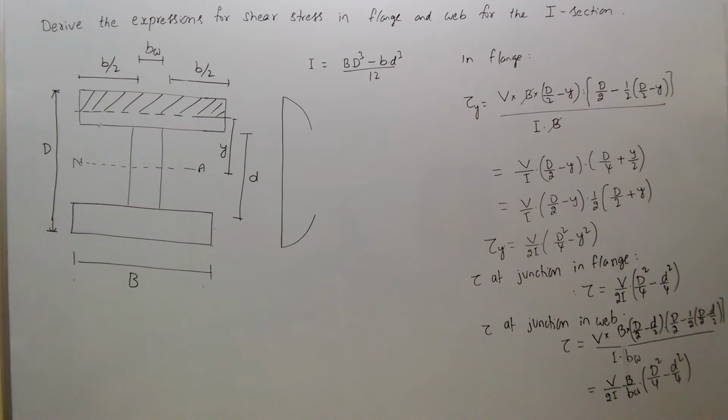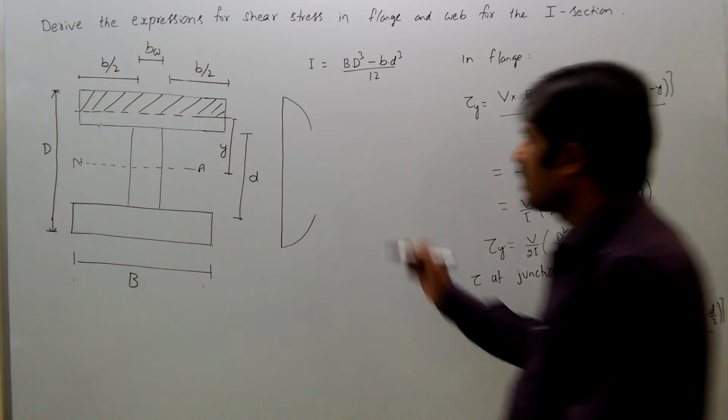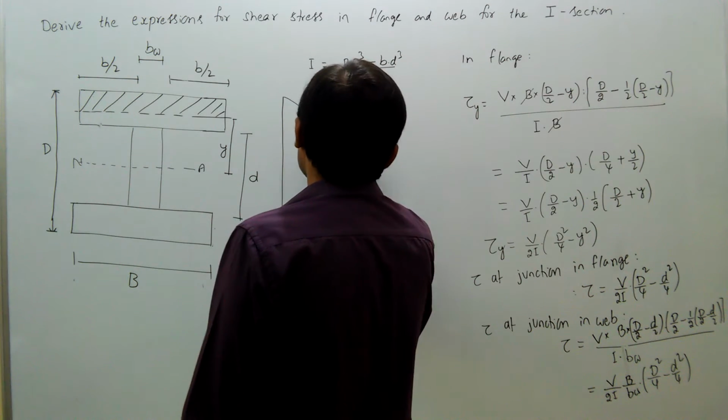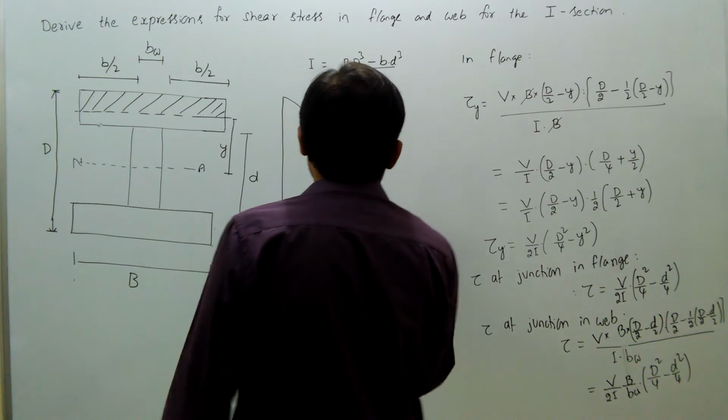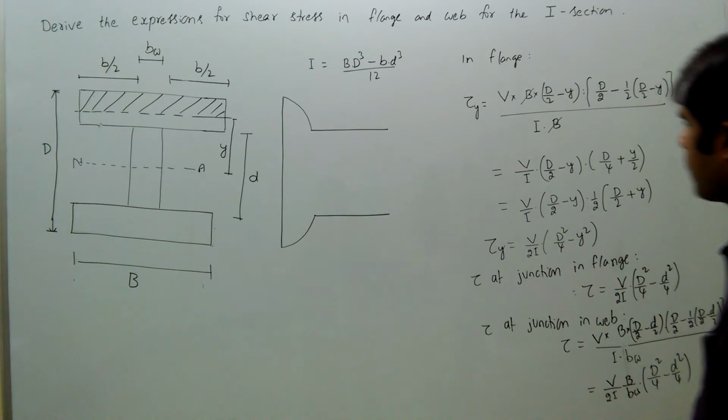That means in the web, the shear stress suddenly increases from V by 2I into this quantity to this quantity. That means it increases by capital B by small BW times. That means capital B is more and small BW is less. That's why the shear stress increases like this suddenly at the junction.